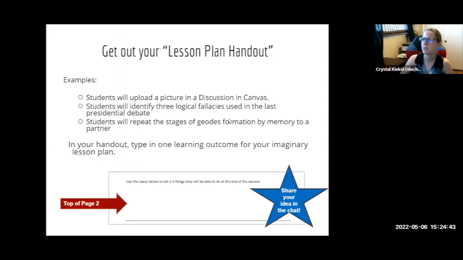So here you had some examples on your handout. Maybe students will upload a picture on Canvas, or they'll identify 3 logical fallacies used in a presidential debate, or they'll repeat the stages of geode formation by memory to a partner. What did you come up with? Tell us one objective that you came up with. Just go ahead and put it in the chat whenever you're ready.